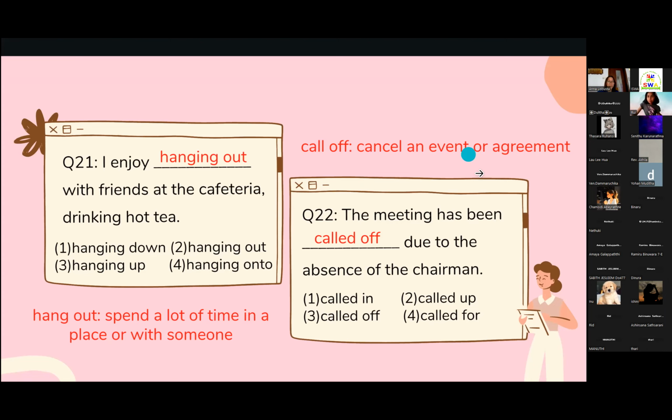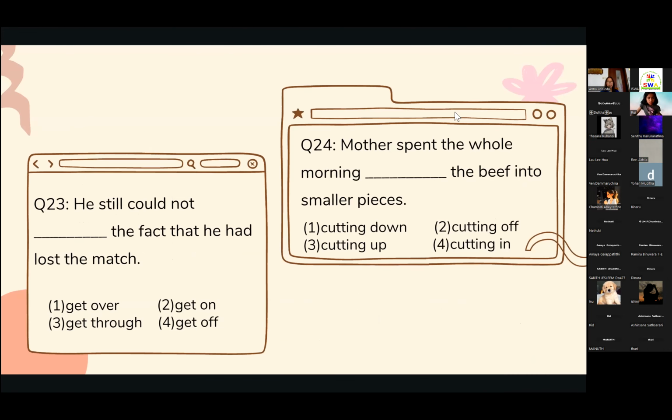Okay. And question number 23. He still could not blank the fact that he had lost the match. I think this is also in the video example just now. Okay, the correct answer for this is actually get over.